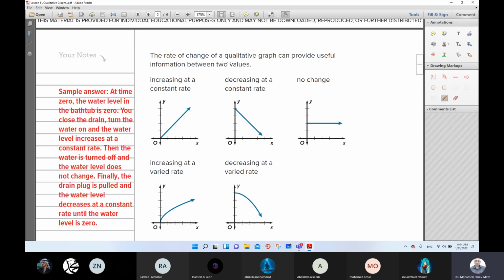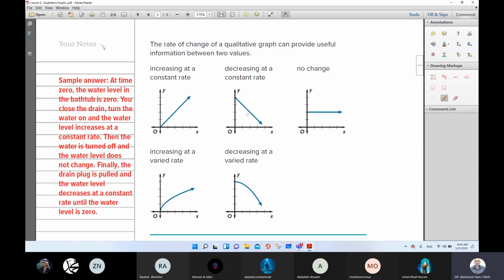The rate of change of a qualitative graph can provide useful information between two values. As you see here, we have five cases. The first case, we have the x-axis, y-axis, and this is the graph. This is a line, and this line goes up, meaning increasing at a constant rate. When you see a straight line go up, the graph means increasing at a constant rate.